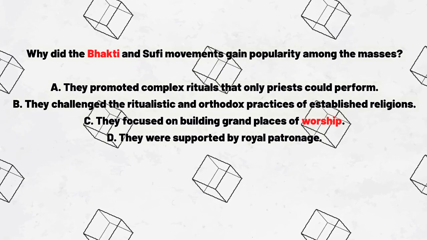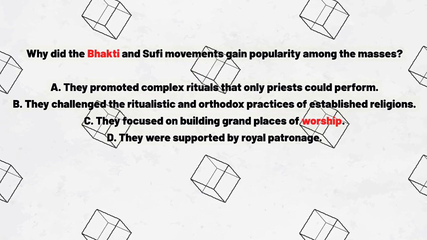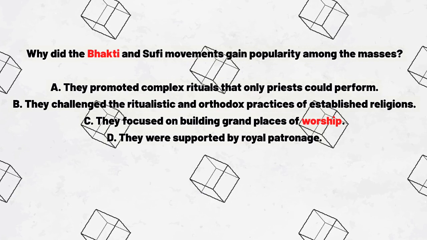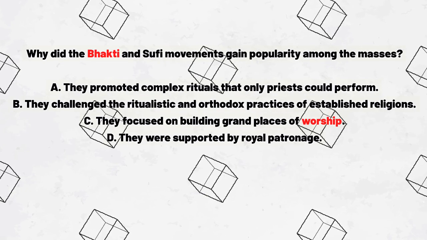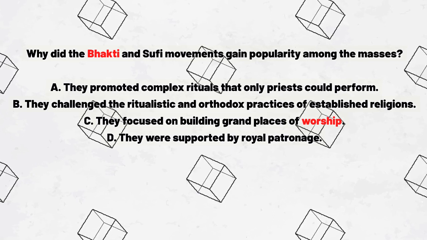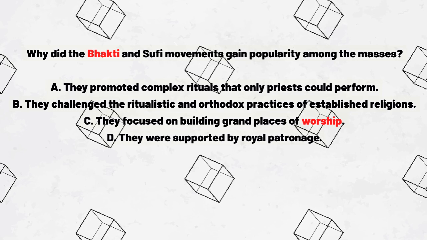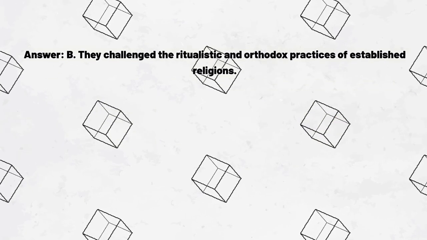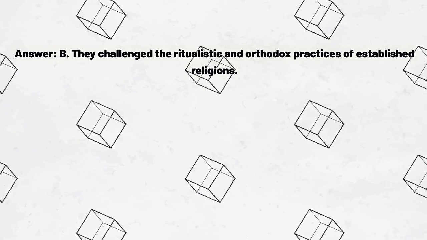Why did the Bhakti and Sufi movements gain popularity among the masses? A. They promoted complex rituals that only priests could perform, B. They challenged the ritualistic and orthodox practices of established religions, C. They focused on building grand places of worship, D. They were supported by royal patronage. Answer: B. They challenged the ritualistic and orthodox practices of established religions.